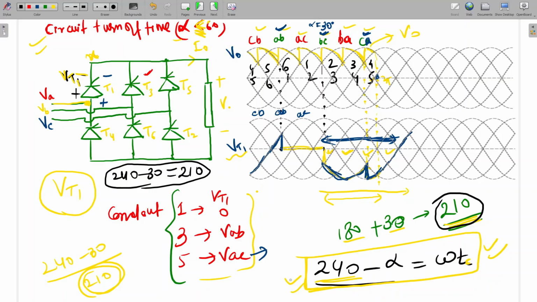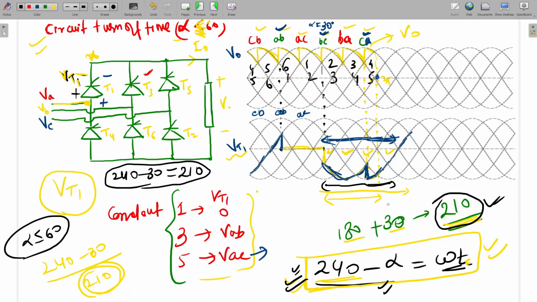So the generalized equation I can write is 240 minus alpha, which should be equal to omega t_c. Here alpha is 30 degrees, so if we do that, we get the value 210. Is it clear? I am writing a generalized formula for any angle. If we draw this waveform, we will get this value only. If alpha is less than or equal to 60 degrees, and we draw the same waveform, we get 240 minus alpha. So the reverse bias period will be 240 minus alpha. I think it is clear.